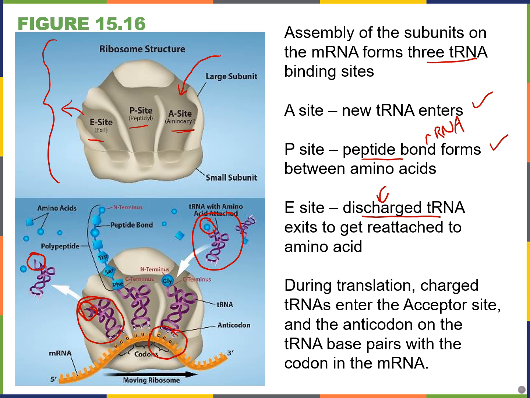So during translation, we're going to see that charged tRNAs, the ones that have amino acids attached, are going to enter the A site. The acceptor site is sometimes what it's called. And the anticodon of the transfer RNA is going to be complementary to the codon on the messenger RNA. And the codon on the messenger RNA determines which amino acid is attached to the tRNA. So here I see, I think it's GGG, so that must encode glycine for the amino acid.